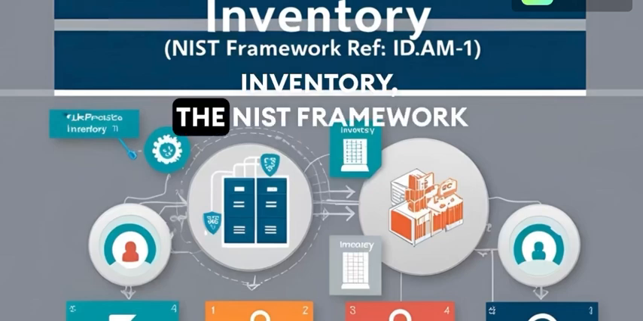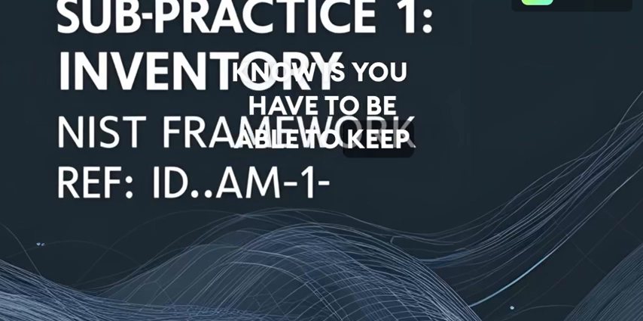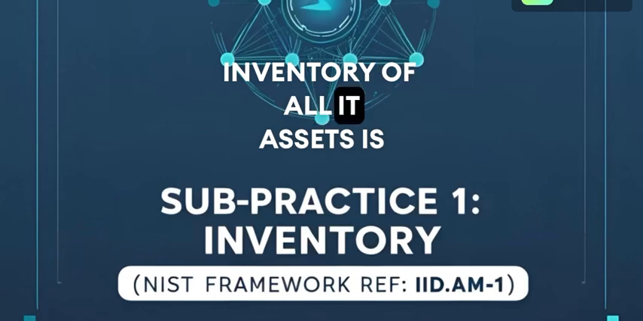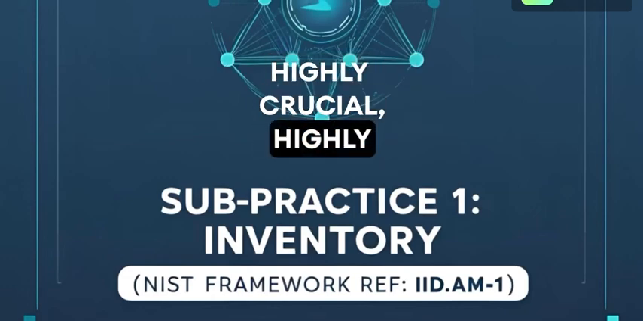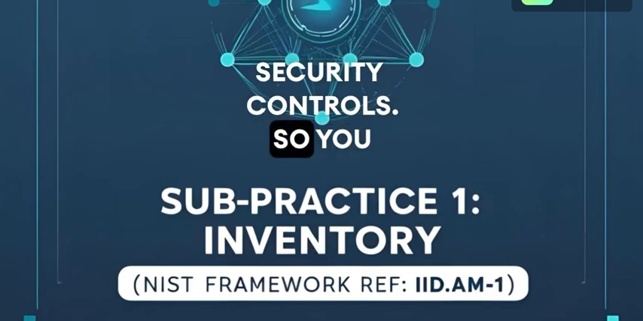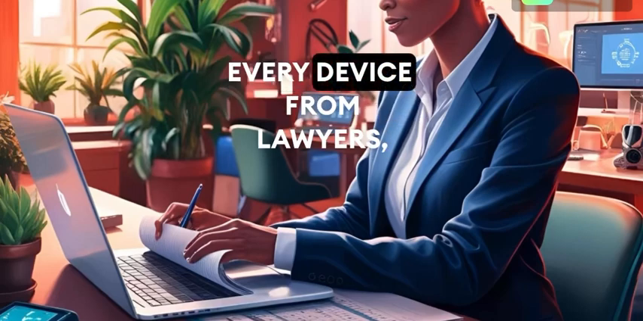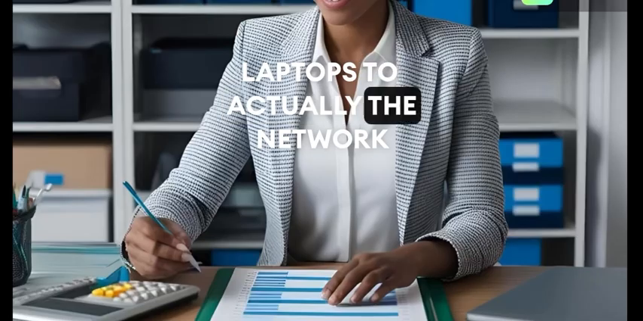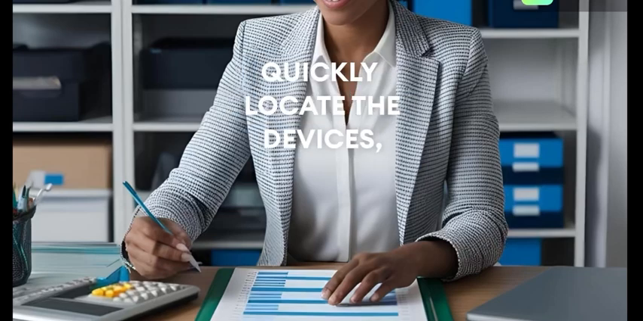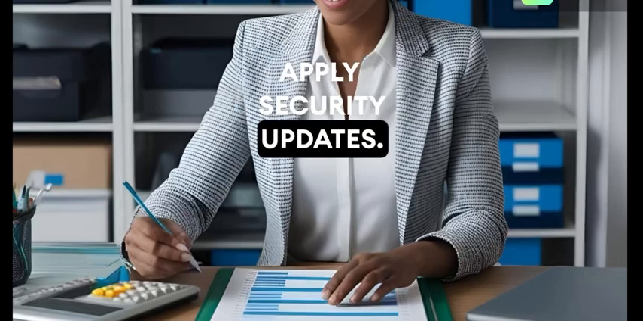Sub-practice 1, the inventory, with reference to the NIST framework. One thing you have to know is you have to be able to keep a complete and accurate inventory. Keeping a complete and accurate inventory of all IT assets is highly crucial and highly effective for implementing optimal security controls. Picture a small law firm where the IT manager meticulously records every device, from lawyers' laptops to the network printers. This detailed inventory helps to quickly locate the devices, monitor their usage, and apply security updates.